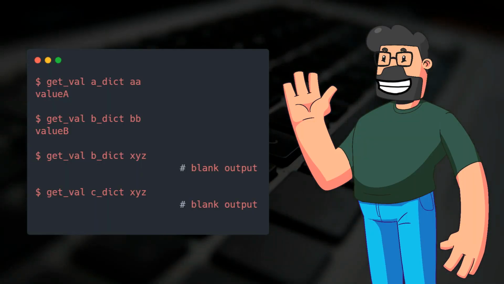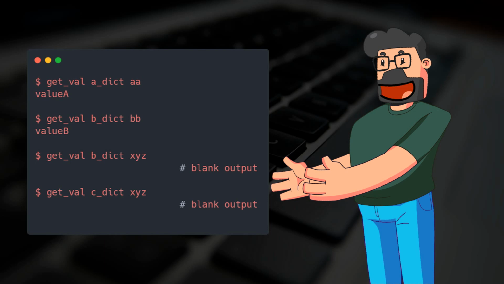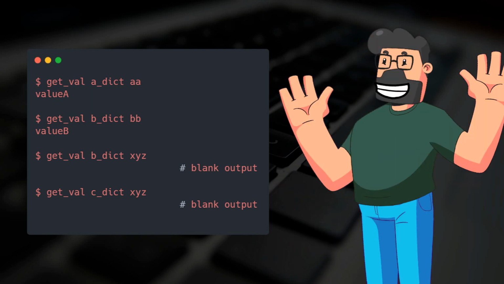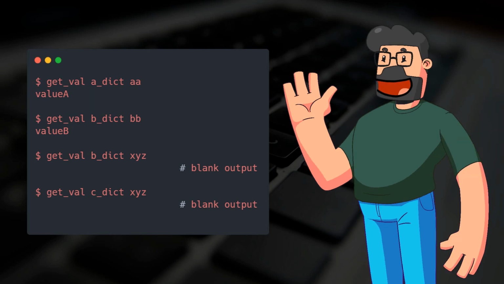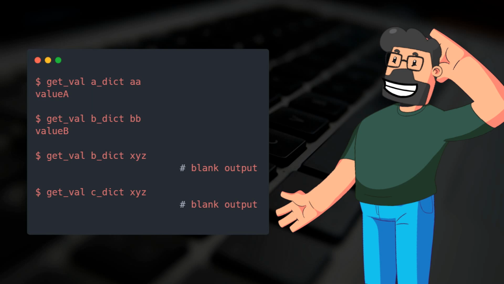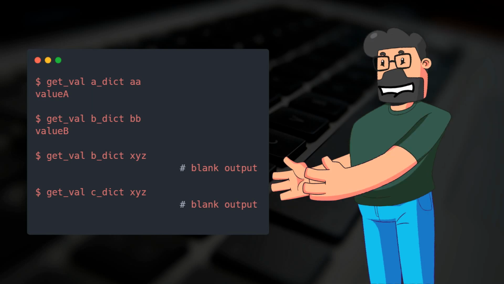Expanding on the solution, the get_val function can be easily invoked with the dictionary name and key as parameters. Upon execution, the function retrieves the corresponding value from the specified dictionary, providing a seamless approach to dictionary value extraction. Whether you're working with multiple dictionaries or specific keys, this function offers a flexible and efficient means of fetching values without the hassle of manual lookup.